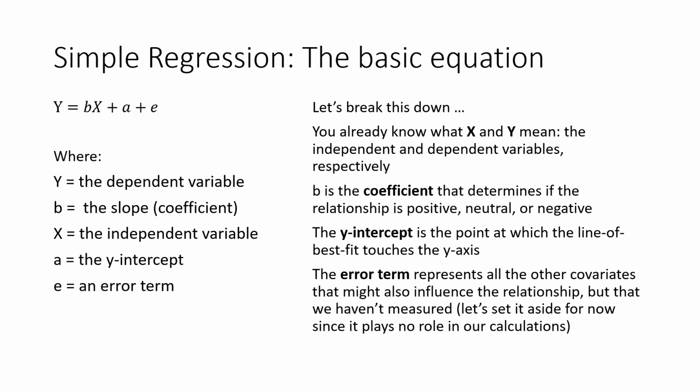Finally, E in this equation is an error term. That's essentially recognizing that we're not going to be able to perfectly explain y on the basis of x, and that there are any number of other variables that can also explain y that we haven't measured and therefore are not included in our analysis. But for now, we can set aside E because it's just there to remind you that you're not explaining the whole picture, right? It actually plays no role in our calculation. So from here on out, let's set E aside.